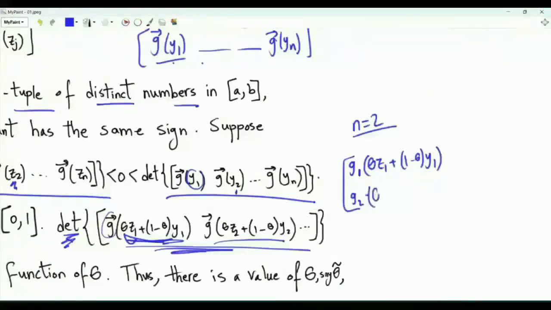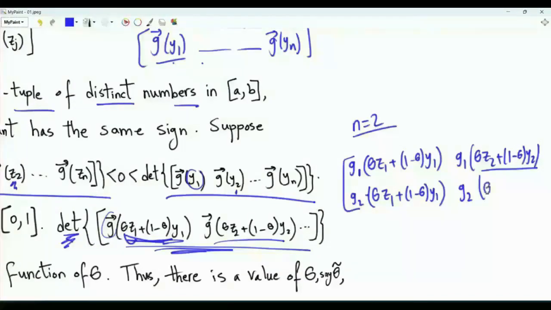Element 2, 1 will be g2 evaluated at the same point, theta z1 plus 1 minus theta y1. The second column is g1 evaluated at theta z2 plus 1 minus theta y2. Finally, element 2, 2 is the function g2 evaluated at the same point, theta z2 plus 1 minus theta y2. What is the determinant of this matrix?